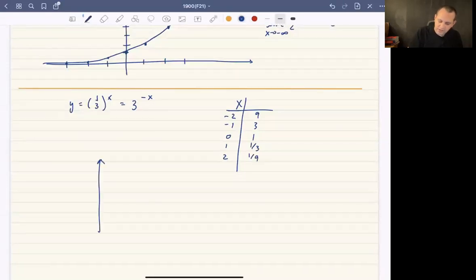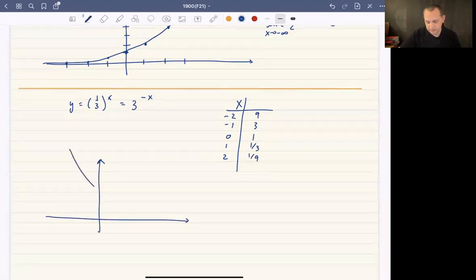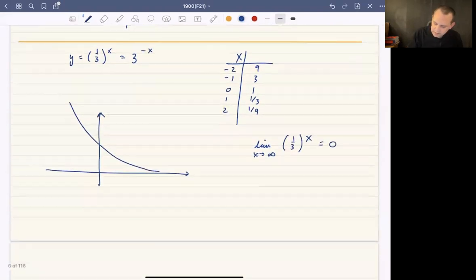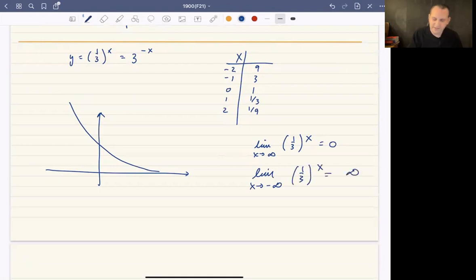And when we graph this function, I'm not going to be very precise here, but it's going to look something like this. So as x increases, the limit as x approaches infinity of 1/3 to the x is going to be 0. And the limit as x approaches -infinity of 1/3 to the x will be infinity. As x gets large and negative, the y values get large and positive. So this is going to go to positive infinity.